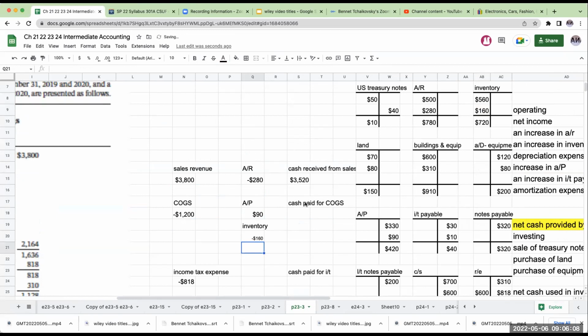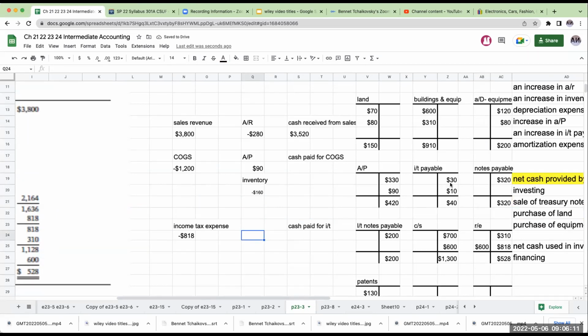Okay. And for my income tax expense, my income tax payable went up by 10, so I'm going to show this as a positive. So my cash paid for income taxes is going to be 808. My cash paid for cost of goods sold is going to be 1270. And we have cash received from sales of 3520.